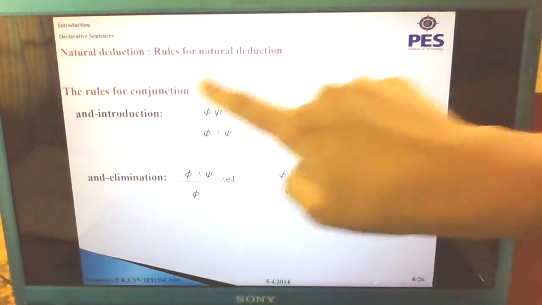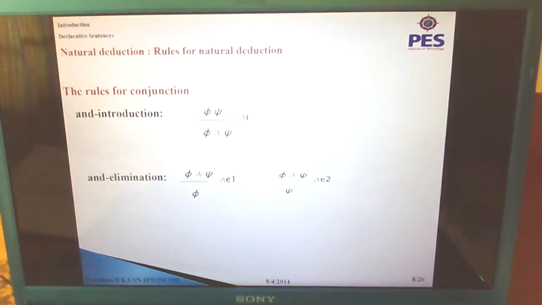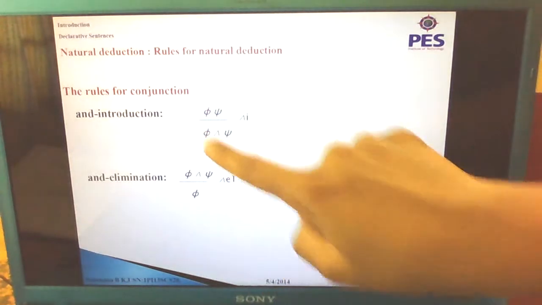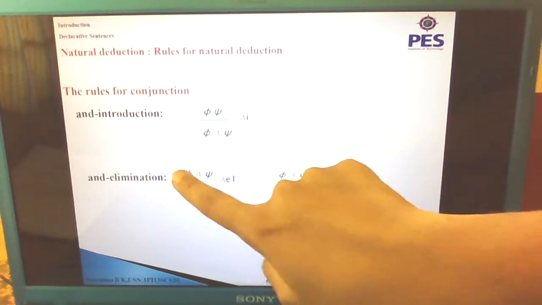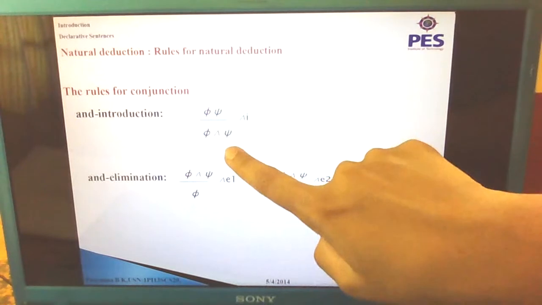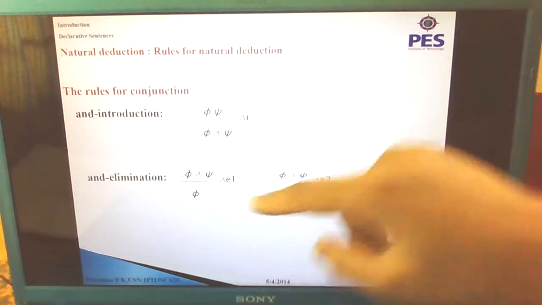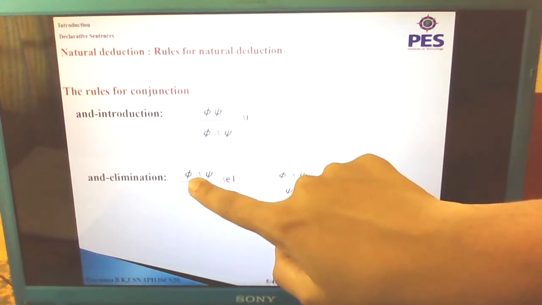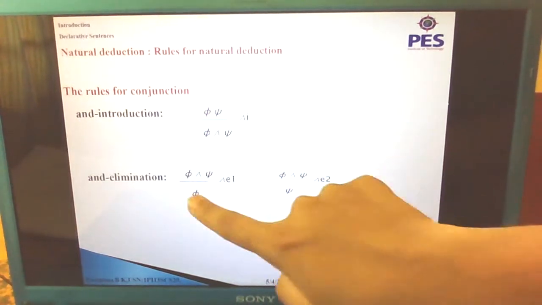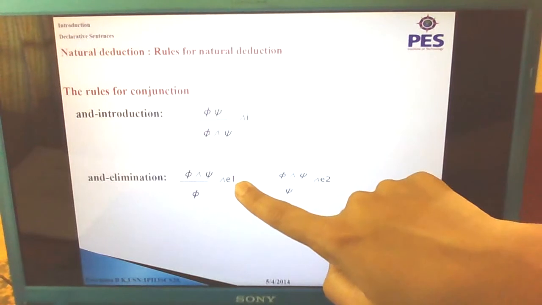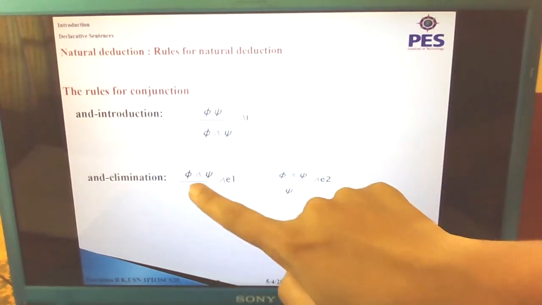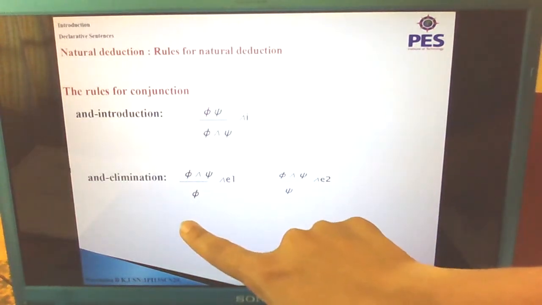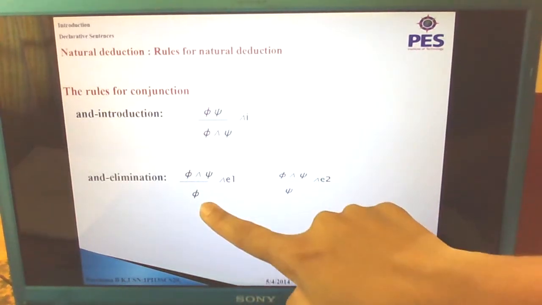So this is called the and introduction. Here also the same thing. We have already concluded that phi and psi are true in some situations, so we can conclude the first rule. It says that if we have the proof of phi conjunction with psi, then by applying this rule we can get the proof of phi.